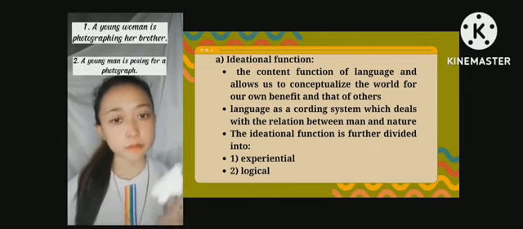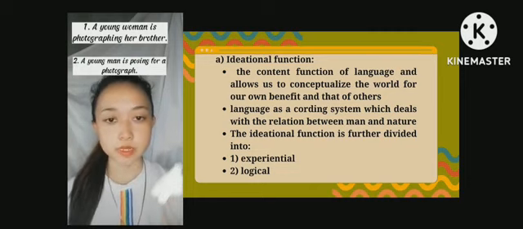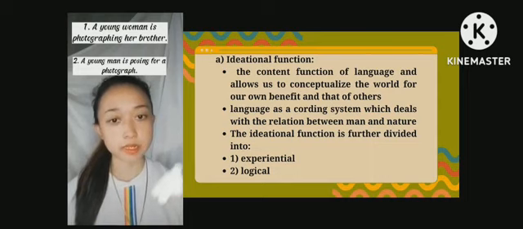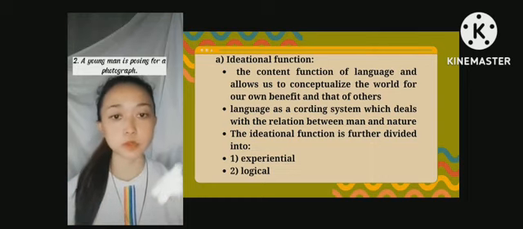In the clause in example 2, we have a different process involving only one participant. The agent, a young man. The man is represented in example 1 as the participant who is acted on, in example 2 as the agent.